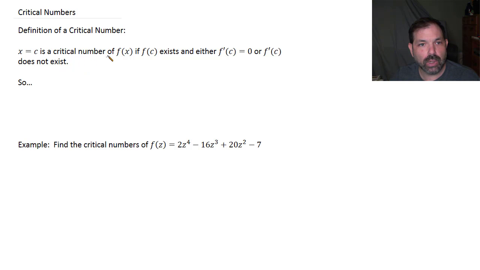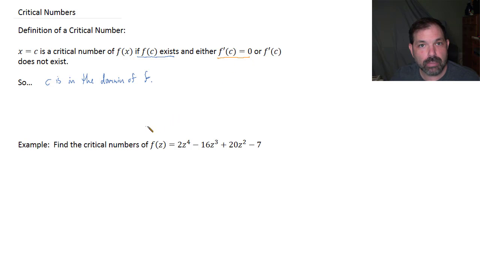x equals c is a critical number of f of x if f of c exists. So that's saying that c is in the domain of the function. Right? c is a number that's in the domain of the original function. Then, f prime of c equals 0 or f prime of c does not exist. So that's telling us that the function is differentiable, right? We can calculate the derivative of the function, and either f prime of c equals 0.